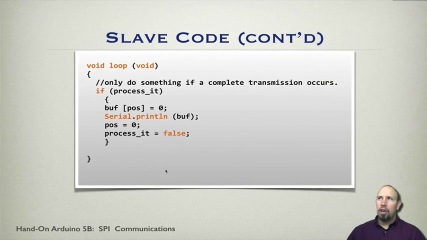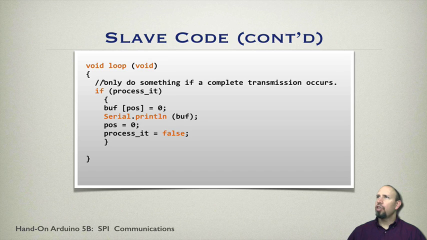And then we have our loop program. We only do this if a complete transmission occurs. So notice that in the loop, the only thing in here is this if statement. If processIt is true, then we'll do this. Otherwise, we won't do it. It'll just sit here and wait. It's waiting for transmission.